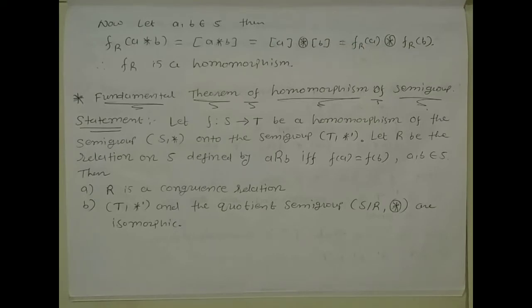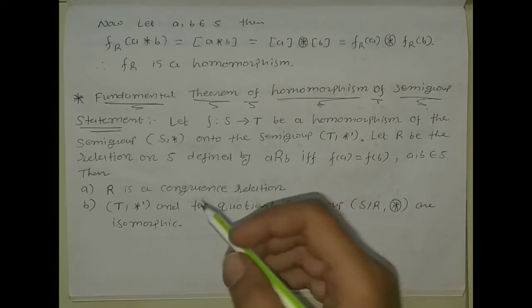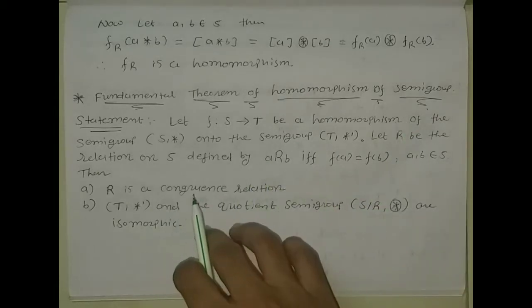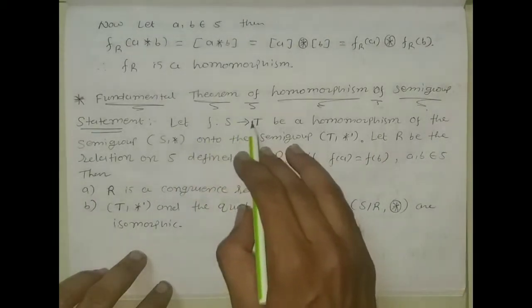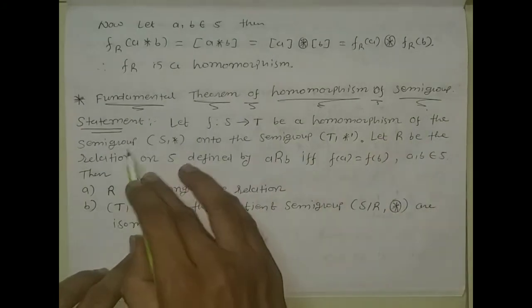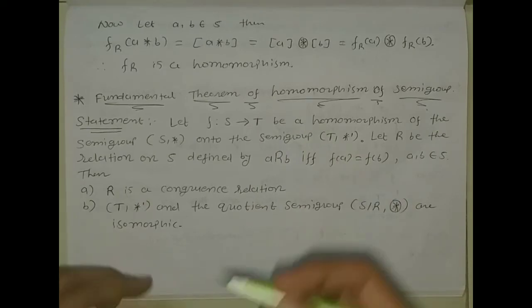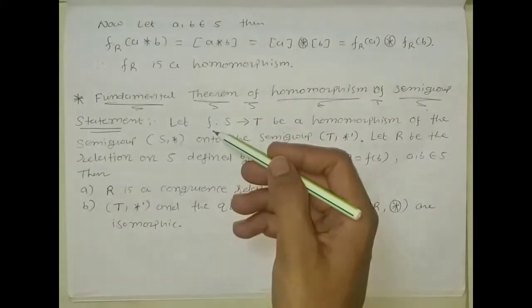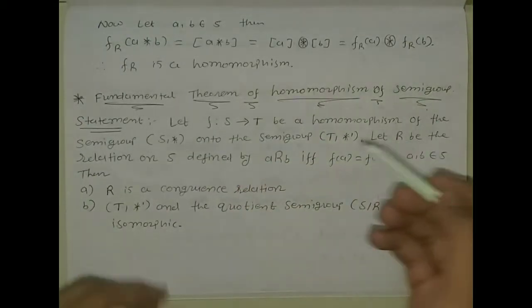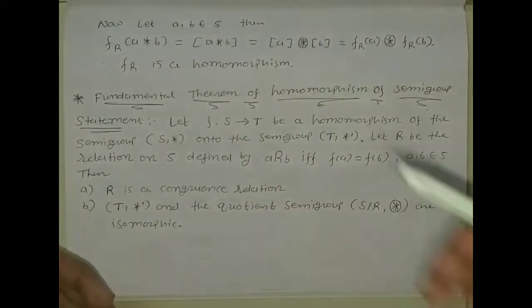Good morning, students. In this lecture we are going to discuss the fundamental theorem of homomorphism of semigroup, also known as the fundamental homomorphism theorem. First, the statement: let f be a function from S to T, a homomorphism of the semigroup S star onto the semigroup T star dash. Here we have two semigroups, S star and T star dash, and f is an onto homomorphism from S to T. Remember this, it is an important thing.